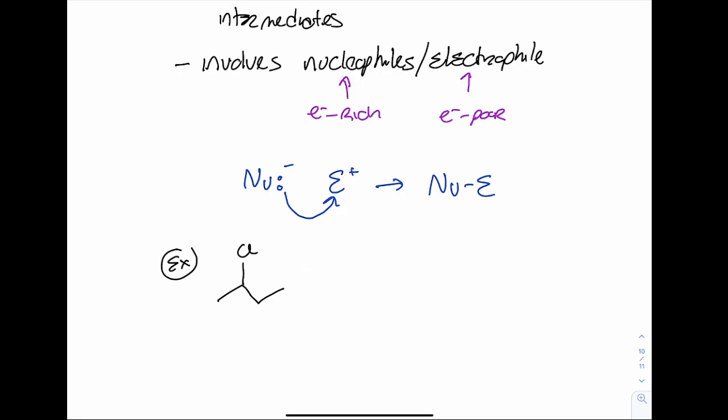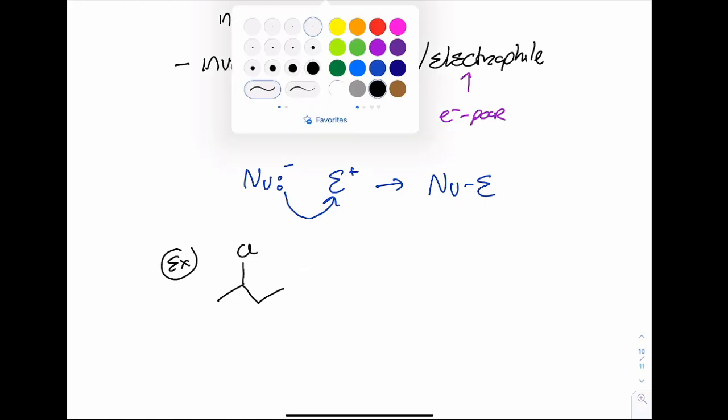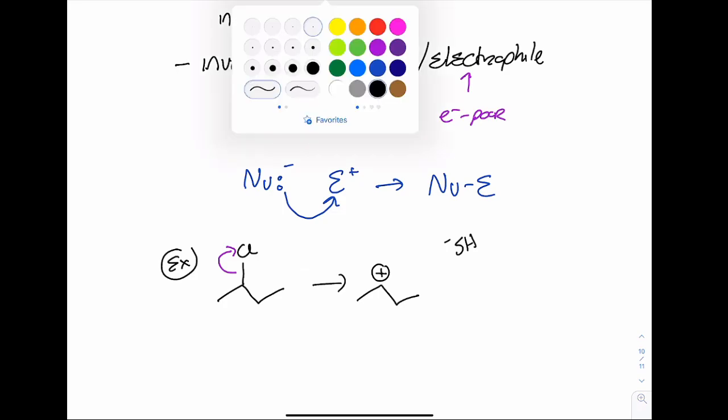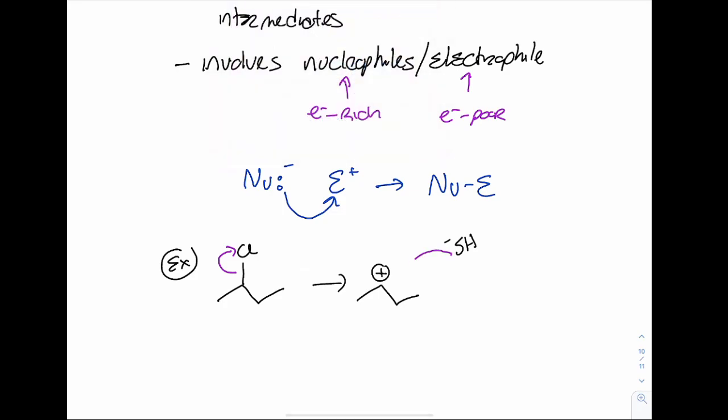So let's just have chlorine leave. So it's taking both of those electrons with it. So I'm going to end up with a carbocation intermediate. And then I should have probably written out the reaction for you first, but I'm going to have SH minus. And it's going to add to that carbon.